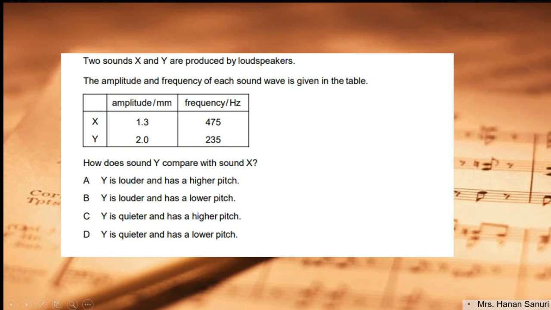Let's compare the amplitude first. Y, how is it compared with sound X? It has more amplitude, so it means that Y is louder than X. Let's see the frequency. Frequency is less, so it means that it has what? Low pitch. Y has lower pitch than X. So which one is the answer? The answer is B. Y is louder and has a lower pitch. Okay?